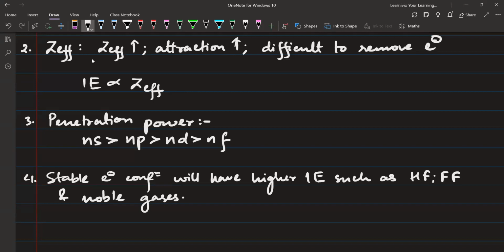Why would this require higher ionization enthalpy? Because if any particular electronic configuration is stable, then the element will not like any disturbance in the electrons, because that configuration is stable. If it is half filled, the element will not accept any disturbance. That is why it will be very difficult to remove the electron from half filled, fully filled, and noble gas configurations, because they have a stable electronic configuration.